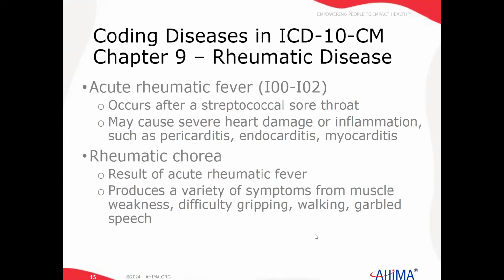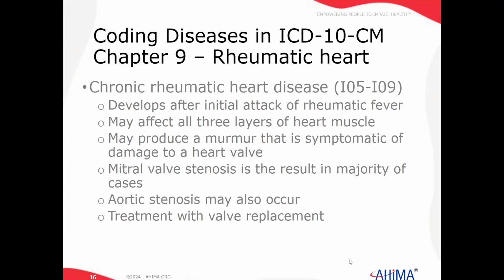With acute rheumatic fever, this is a disease that happens as a secondary cause of strep, and it causes heart damage or inflammation, such as pericarditis, endocarditis, myocarditis, and others. We can have rheumatic chorea, which is basically acute rheumatic fever. And we can have chronic rheumatic disease.